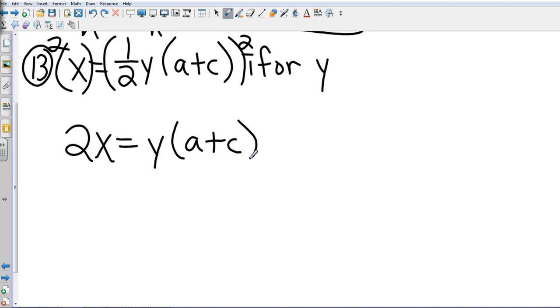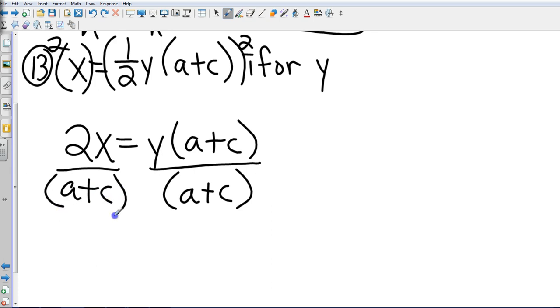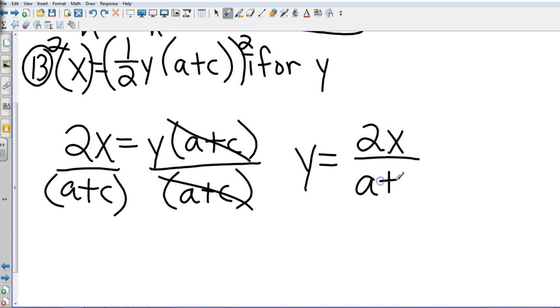Okay, how many got that far? All right, the next step is kind of the killer. What are the y and the a plus c doing to each other? Add, subtract, multiply, or divide? They're multiplying. And so the opposite of multiplication is division. I can divide by the entire thing, a plus c. Because a plus c over a plus c does what? Cancels. That leaves me with y equals 2x over a plus c.